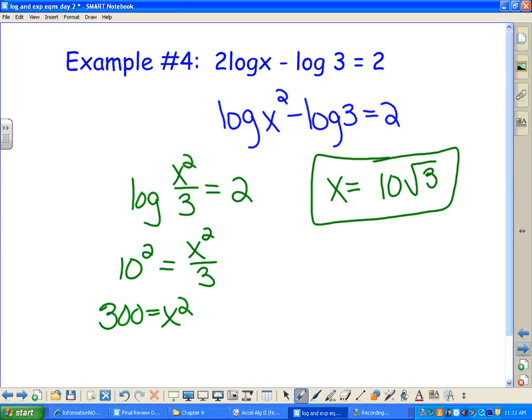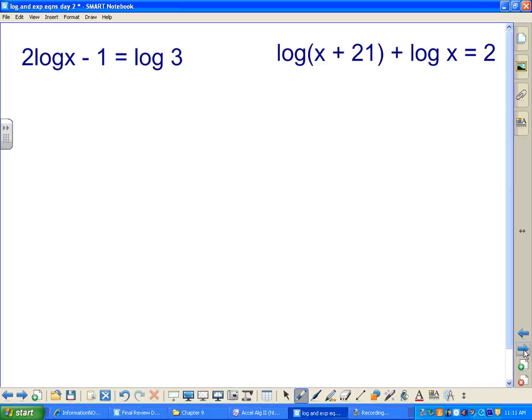Okay, let's look at, perfect. How about this one? 2 log x minus 1 is equal to the log of 3. So what do we have to do first? Subtract the log of 3 because I need all the logs on the same side. What about that minus 1? Put it to the other side, okay? You want logs on one side, everything else on the other.